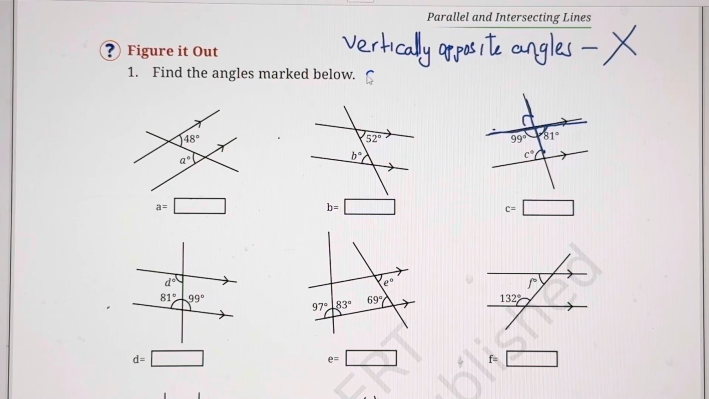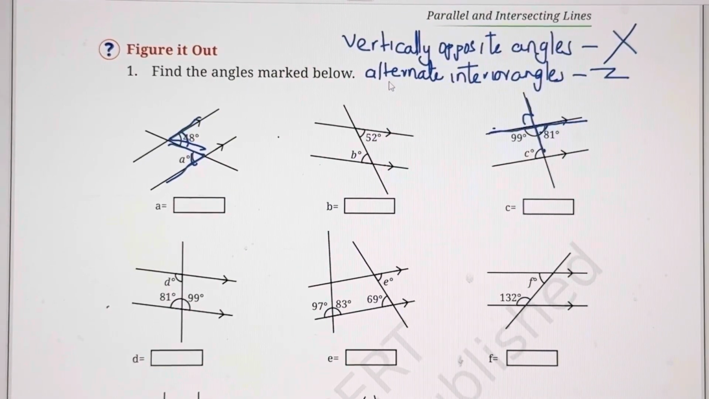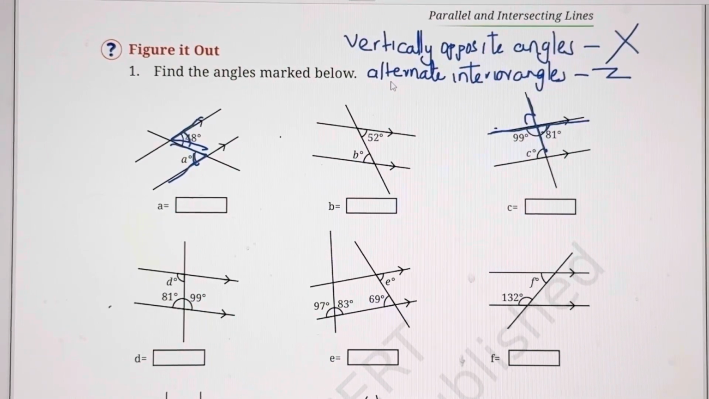Then, alternate interior angles. For alternate interior angles, you need to identify the letter Z. The orientation may be different, like Z may be like this. This is also a Z being formed over here. So these two are alternate interior angles. Z may be of any orientation, but if a Z is formed, then they are alternate angles.